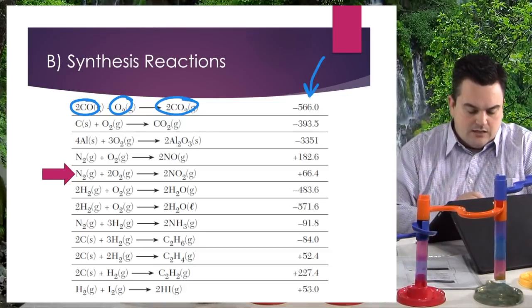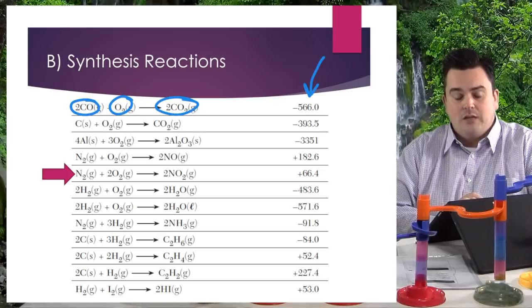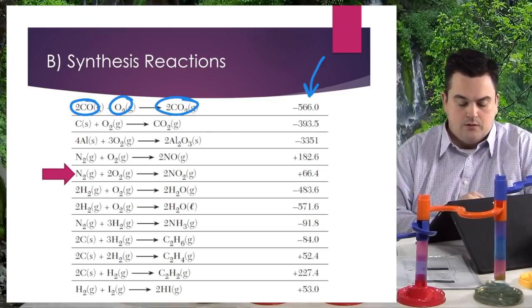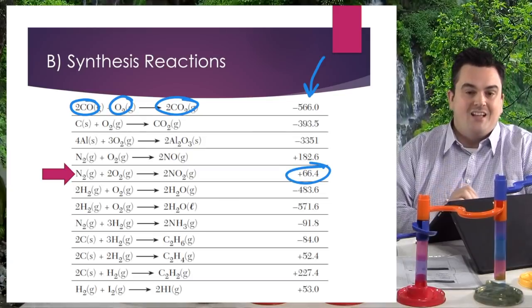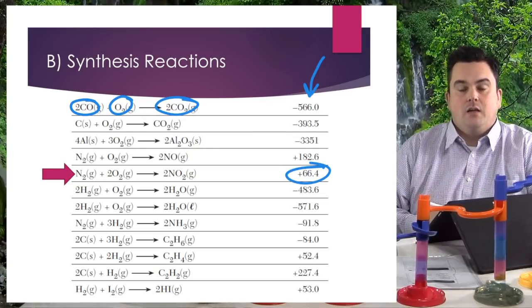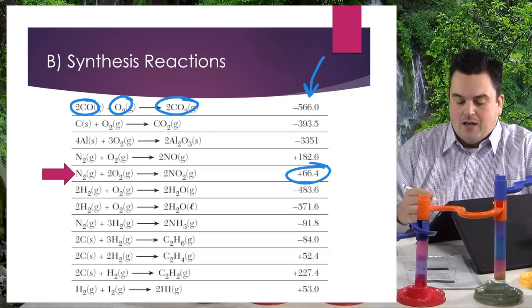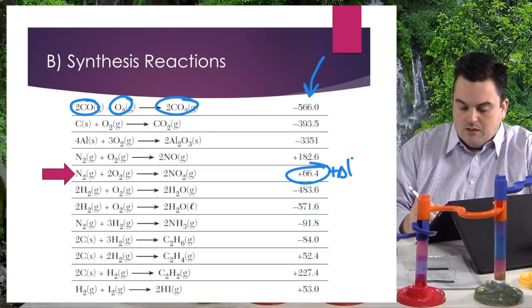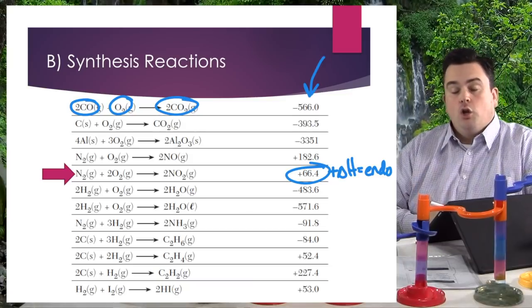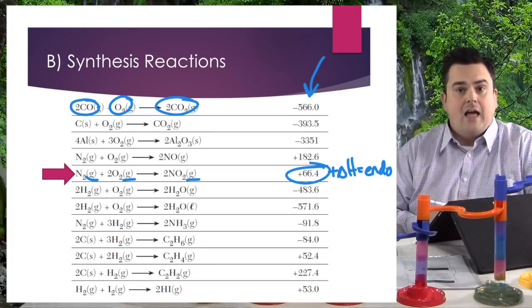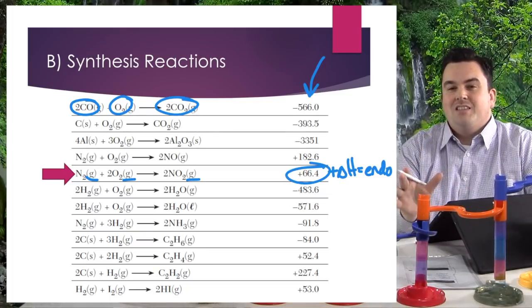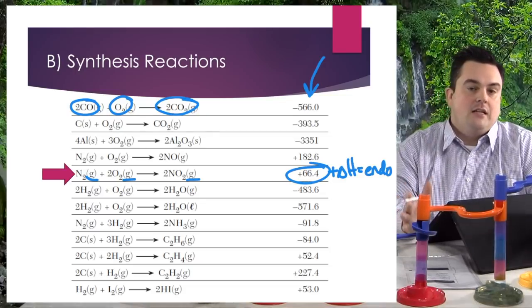If we take a look at the example with the arrow, we have N2 gas plus 2O2 gas yields 2NO2 gas. That has a delta H value of plus 66.4 kilojoules. So it's positive. A positive delta H means that I am endothermic. Looking at the phases of this chemical reaction, I've got gas plus gas gives me more gas. Everything's gas, so the phases aren't going to help me here. I have to dig a little deeper.